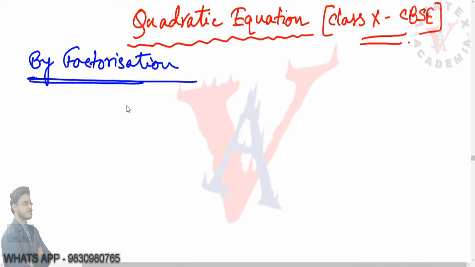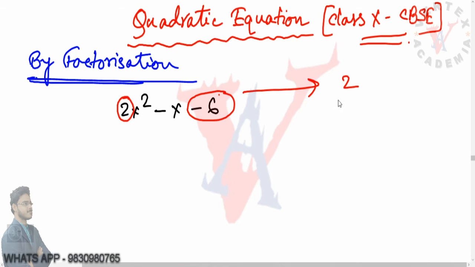For example, you have a quadratic expression like 2x square minus x minus 6. So how to factorize this? The first step is to take the coefficient of x square and the constant term. The coefficient of x square is 2, and the constant term is minus 6. Now we have to multiply them. So 2 into minus 6 is minus 12. Now forget about the negative sign and consider only the magnitude. Now we have to find the factors of 12.